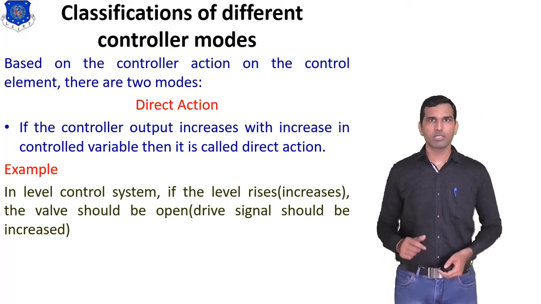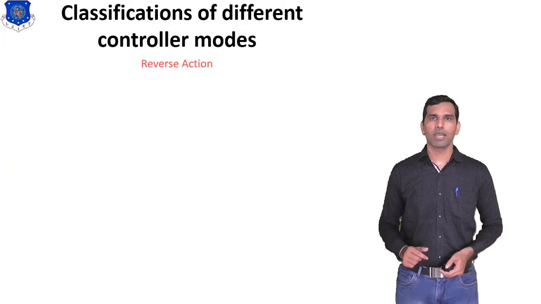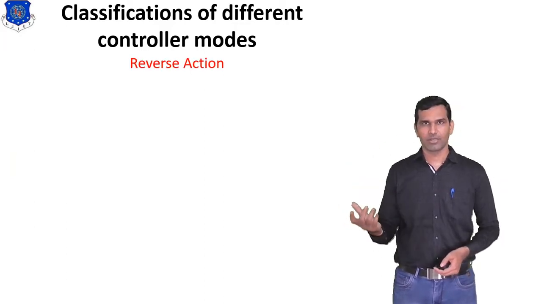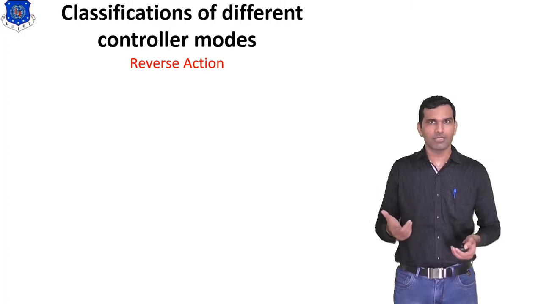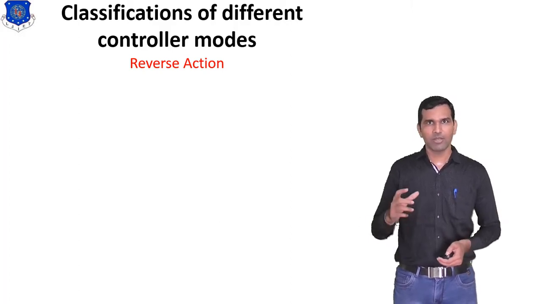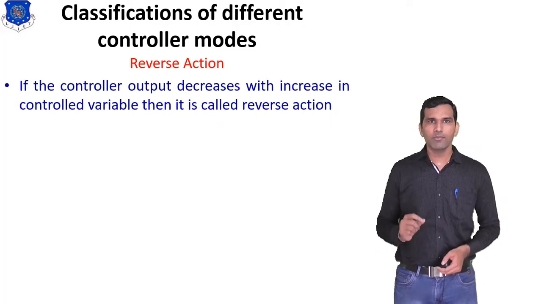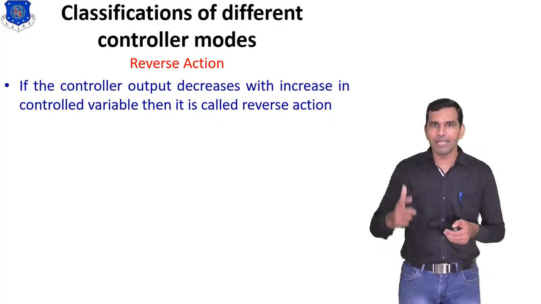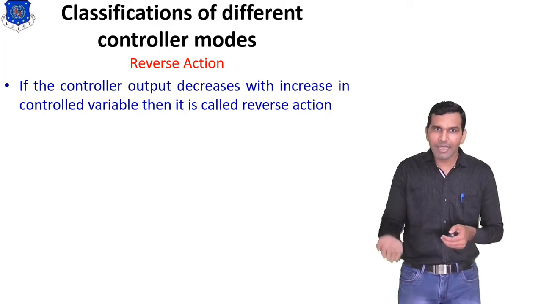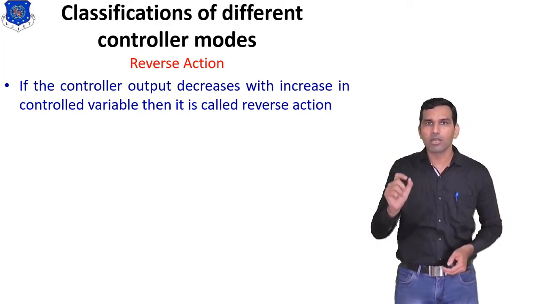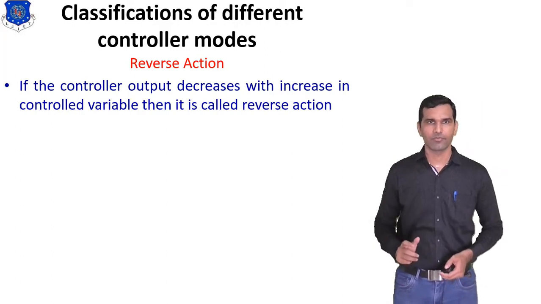Now we discuss the second type of controlling action. The second type is reverse action. As the name indicates, you can understand reverse, that means the opposite of direct action. If the controller output decreases with an increased control variable, then it is called reverse action.